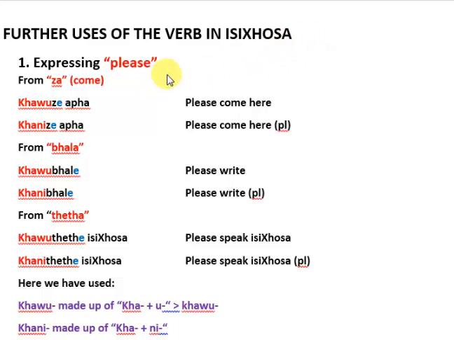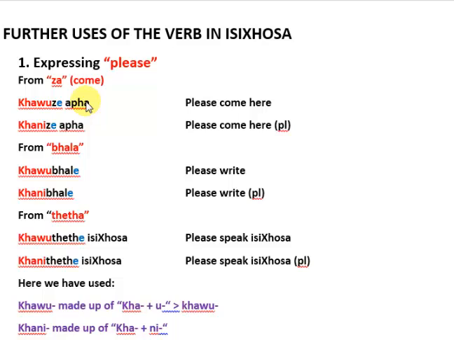In our last lecture of the series, we look at further uses of the verb, and in this particular case, we're looking at 3 further uses of the verb. The first being how to express please or politeness in a request. And we take za, the verb za, to come as our example. Let's have a look.